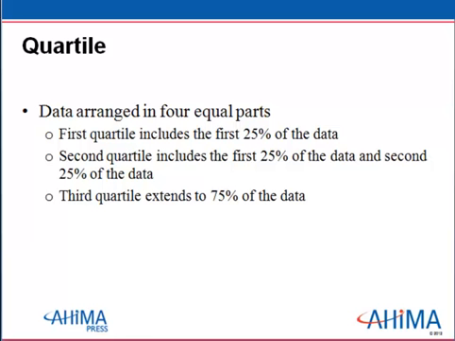In addition to determining the rank of the score in a group, it can also be helpful to divide data into parts to better understand the relationship among the scores. Data organized in order of magnitude can be divided into 4 equal parts or quartiles. The first quartile corresponds to the 25th percentile and includes the first 25% of data. The second quartile corresponds to the 50th percentile and includes 50% of data, and so on.